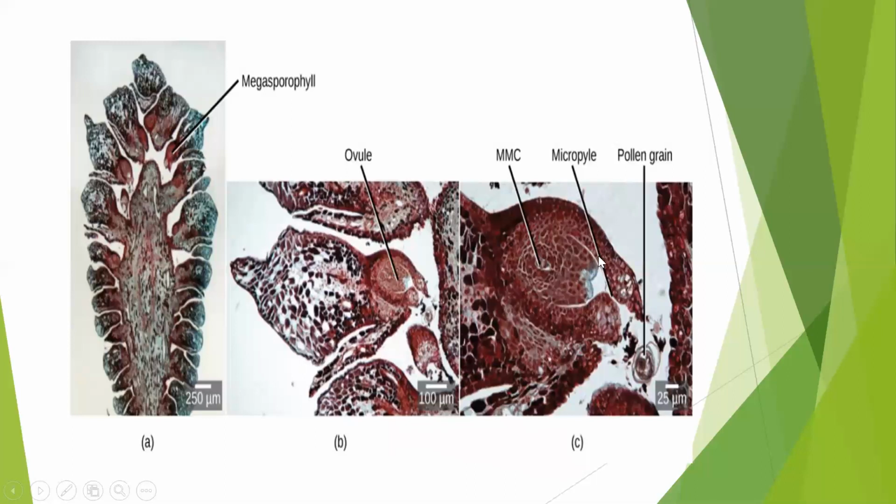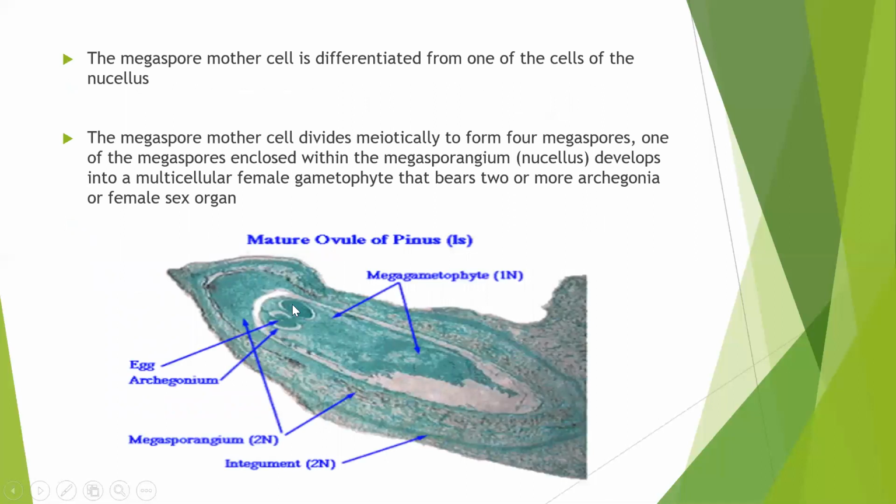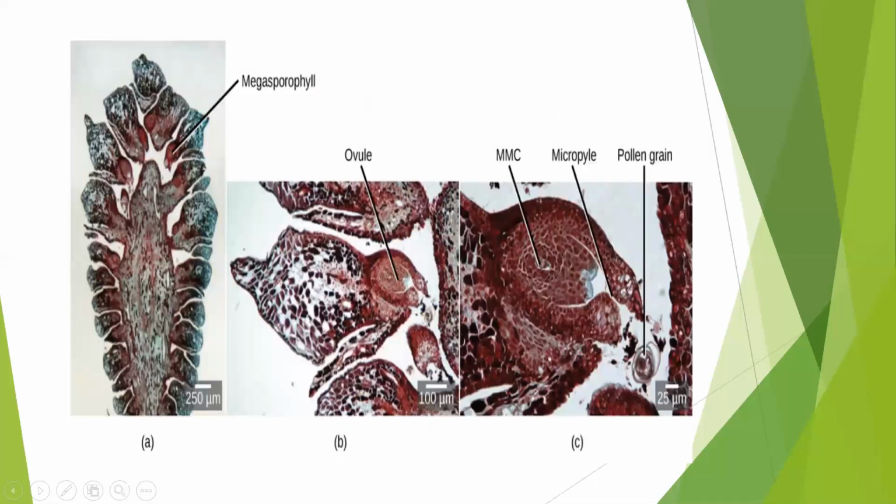Now, within the ovule, you can see over here, this is the micropyle. This is the pollen grain, which is carried by air currents. This is the megaspore mother cell, and inside there will be archegonia. Now, this pollen tube carries male gametes. It moves towards the archegonia inside the ovule, discharges its content near the mouth of the archegonia, and fertilization takes place. You can see over here, these are the two archegonia. It will come and discharge its male gamete here. The male gamete will enter the archegonia and fusion will take place.